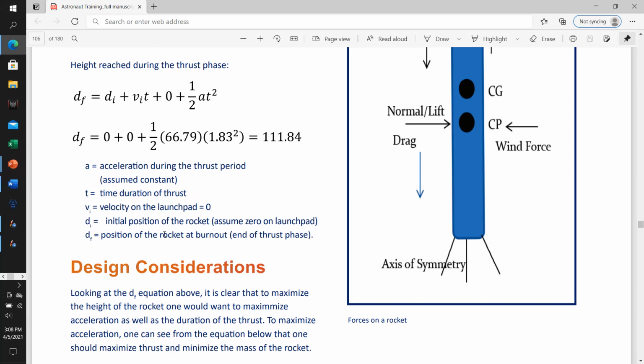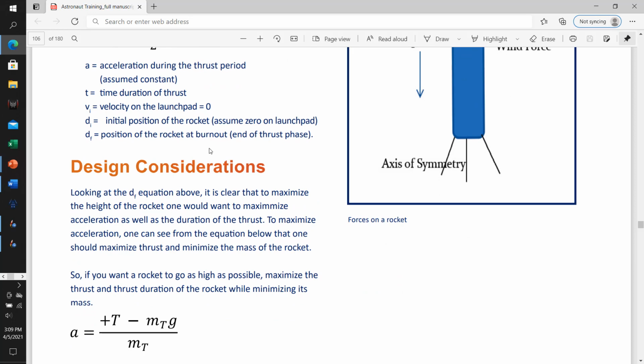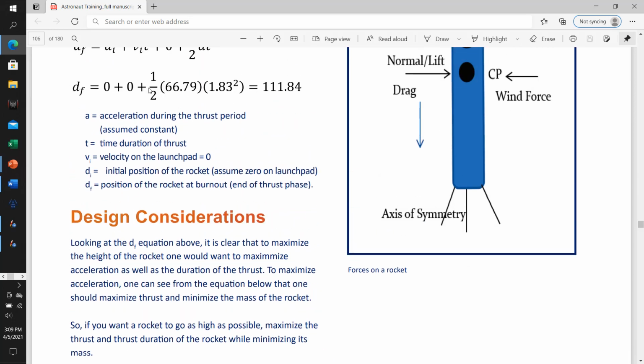Design considerations. Okay, so design is something you will be doing in this class. You're going to design your own rocket, and so you'll always want to keep in mind how you should go about designing the rocket. So let's say your objective is to design a rocket that will go as high as possible. So what does this equation tell you about how you might want to do that? If you want to maximize d sub f, and this is just during the thrust phase, you want to maximize acceleration. You also want to maximize the duration of the thrust. Okay. All right. So that seems pretty obvious, right? The bigger this will get bigger with A and T.